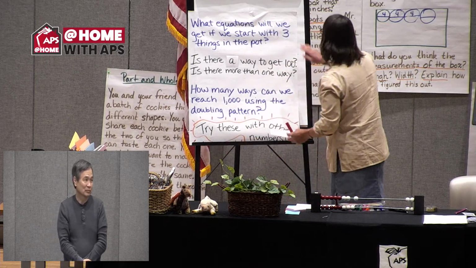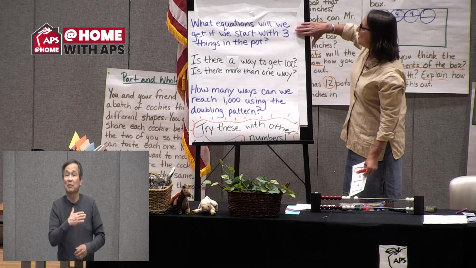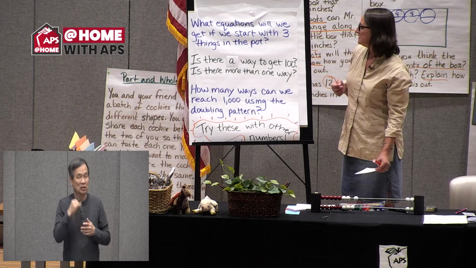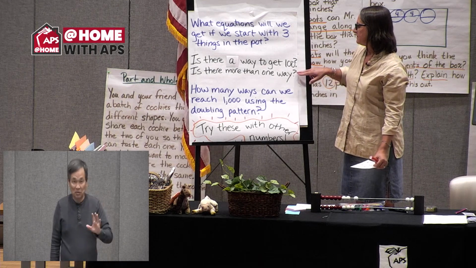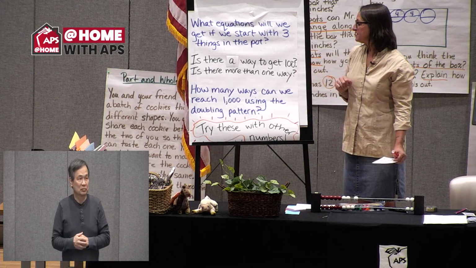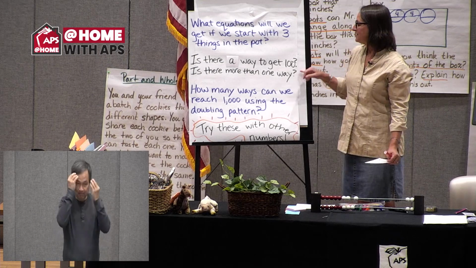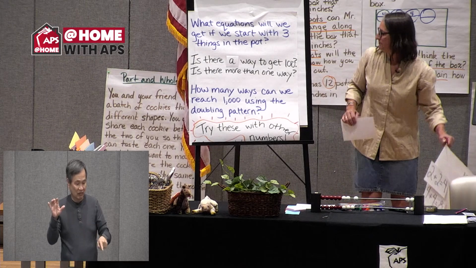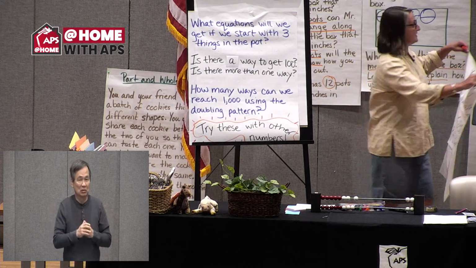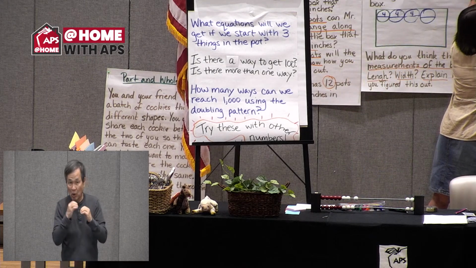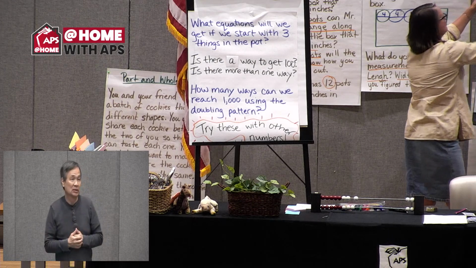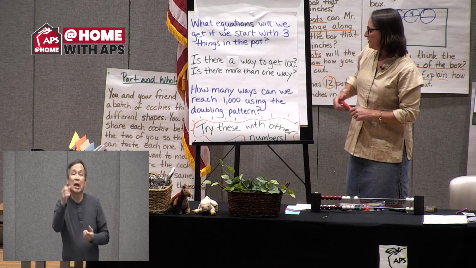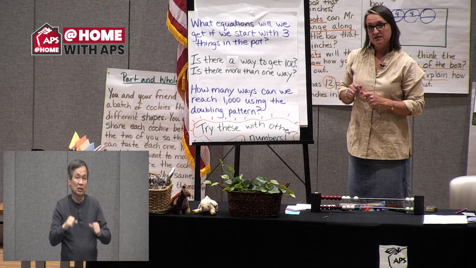So, my questions for you to think about at home are, what equations might we get if we started by throwing 3 things in the pot instead of 1? Also, experiment with this question that I had already asked you. Is there a way to get exactly 100 from the doubling pot? Is there more than one way to get exactly 100 from the doubling pot? How many ways could we reach 1,000 using this doubling pattern?